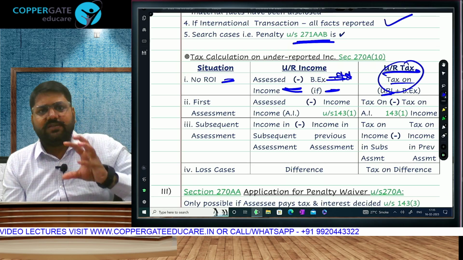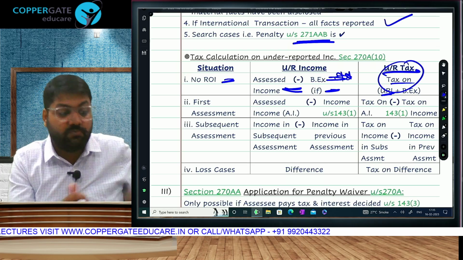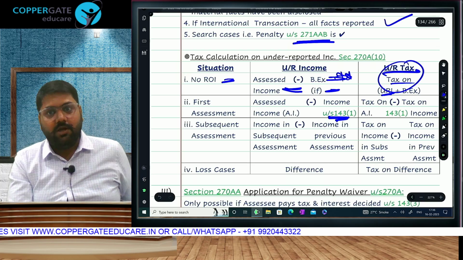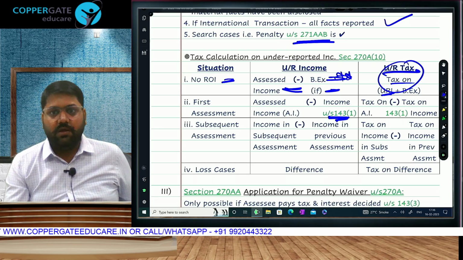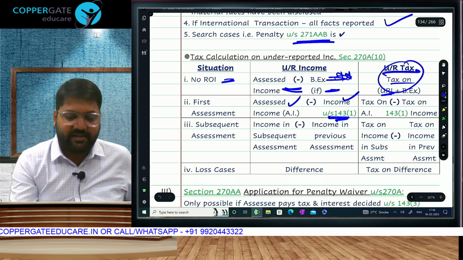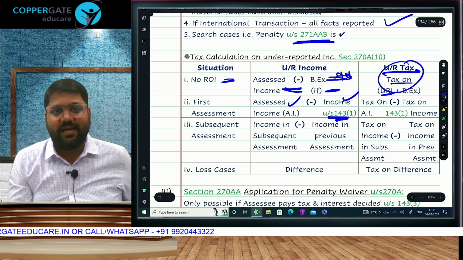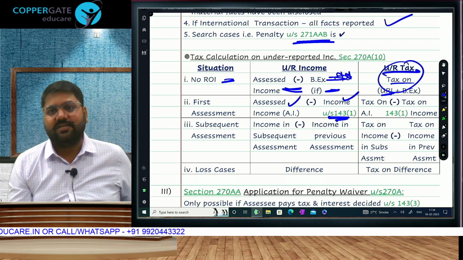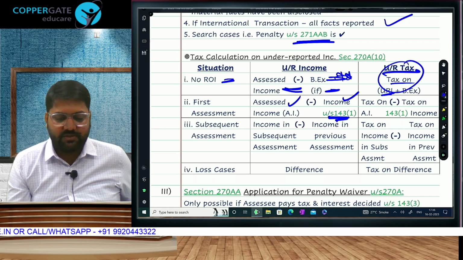Rest is easy. First assessment: income as per assessment is more than income as per intimation. Not ROI; the ROI amount we have to ignore. Calculate tax on this, calculate tax on this. Both taxes. Don't calculate directly on the difference. Both taxes, and the difference is underreported tax. Half or double based on the question.